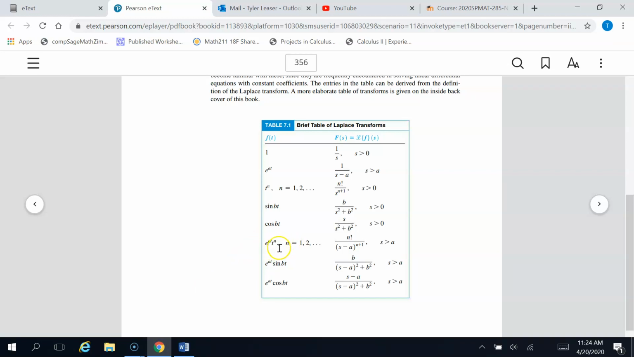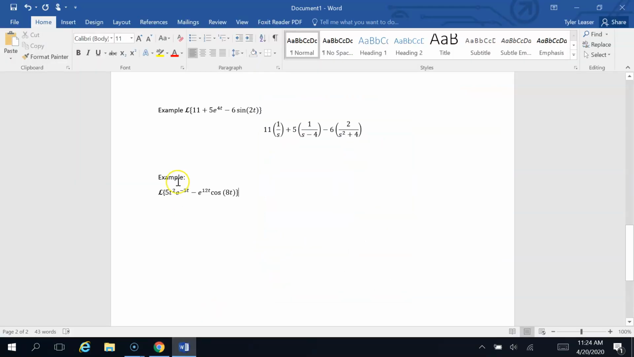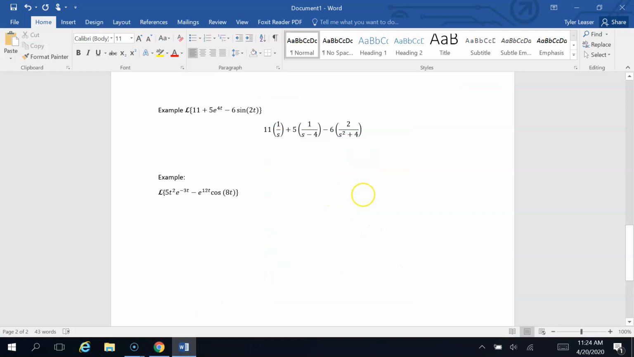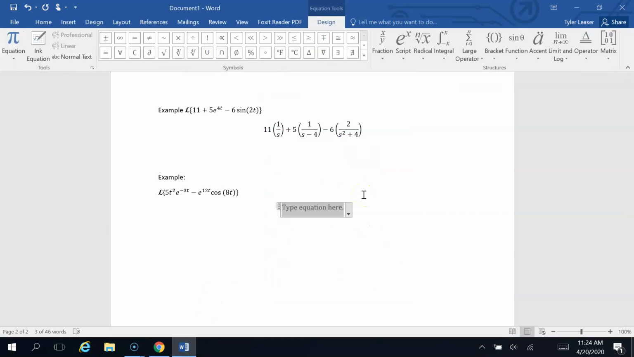So that's going to be t to the n, where my n is 2, so it's a t squared, and then we have an e to the negative 3t. Yes, negative 3t here. So my a is going to be negative 3. Just replacing my n with 2 and my a with negative 3, we're going to end up with this. I already have it in my notes, but I hope you have the book in front of you so you can see what it is on both sides.